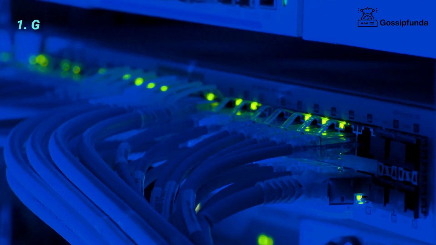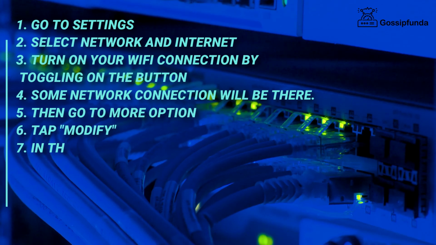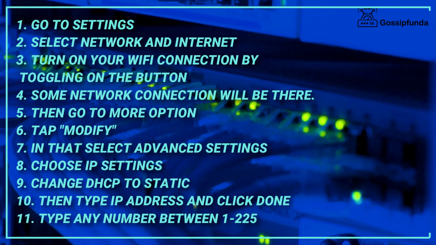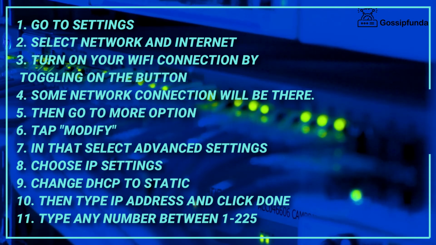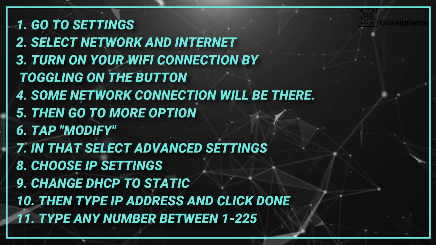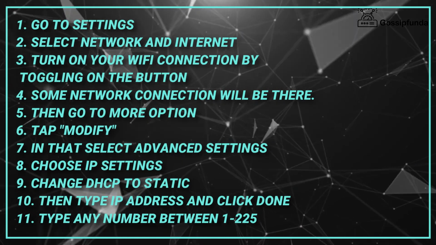So, first of all, go to settings, select network and internet. Turn on your Wi-Fi connection by toggling on the button. Some network connections that are present around you will be listed. Select the one you wish to connect with. Then go to the more option or long press the particular network name.